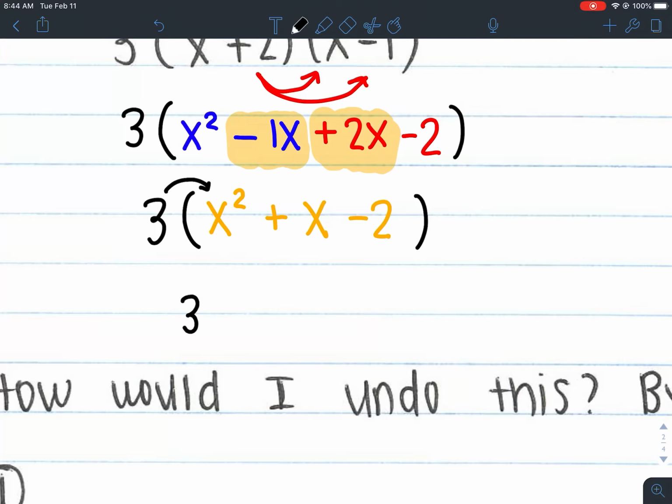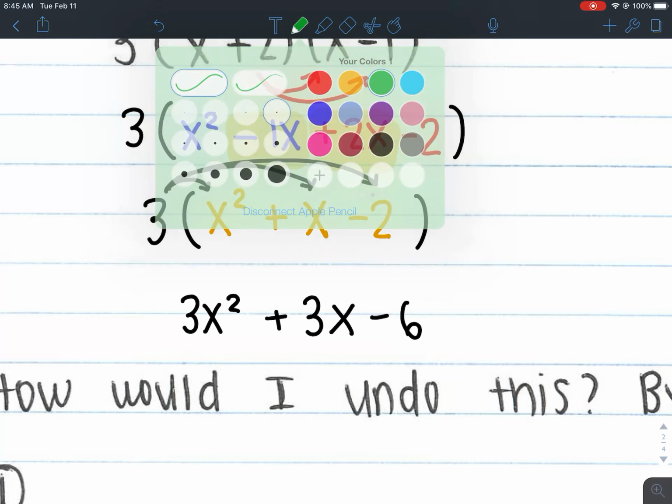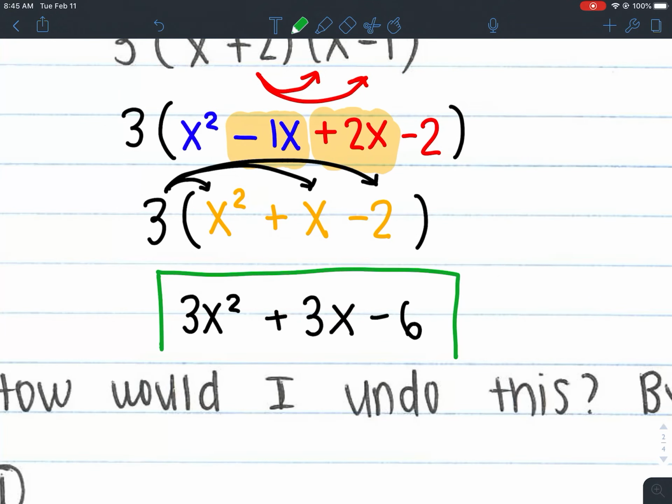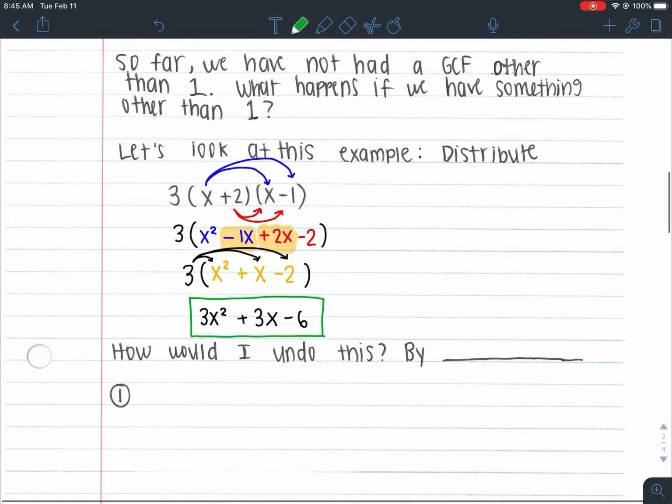3 times x squared is 3x squared. 3 times x is going to be positive 3x. And then 3 times negative 2 is negative 6. So that's my finished trinomial. I can't combine any more like terms, and I've distributed all the way.